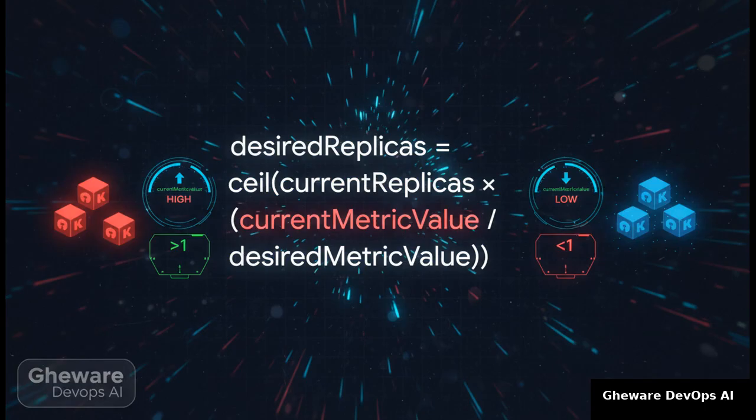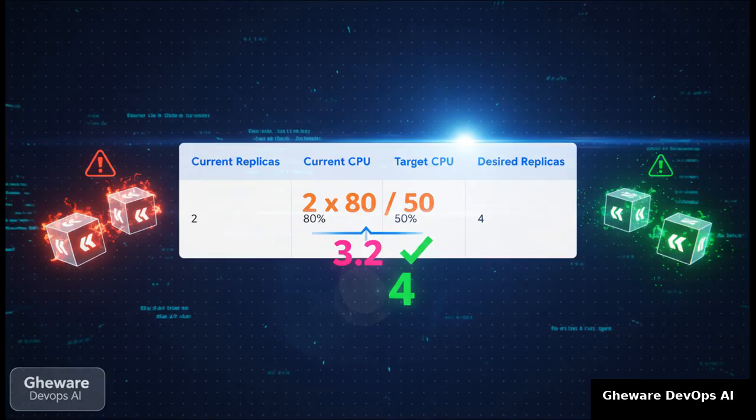That ratio is just your current metric value divided by the metric value you're aiming for. So think about it. If your pods are running way hotter than your target, that ratio is going to be bigger than 1 and you'll scale up. If they're running cool, the ratio is less than 1 and you scale down. Simple as that. Let's make this real.